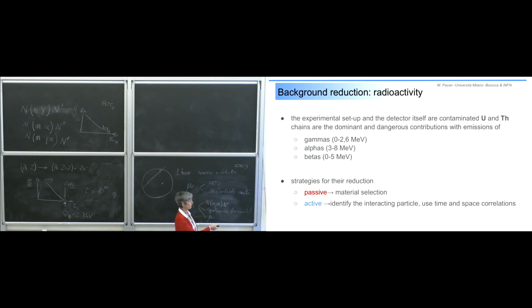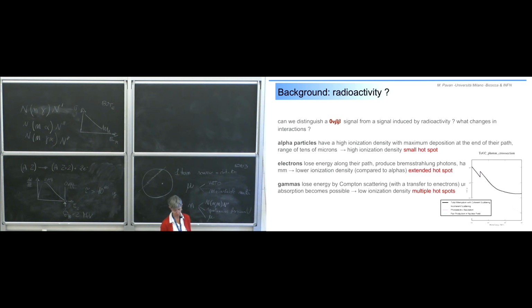And one of the strategies is material selection. I just use very, very clean material, radiopure material. And the other is to try to identify the particle in some way. So again, this is strongly correlated to the technology that you use to implement the source equal detector approach. So it depends on the kind of detector that I'm using.